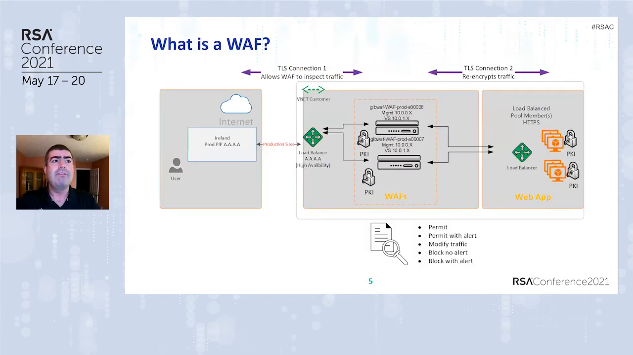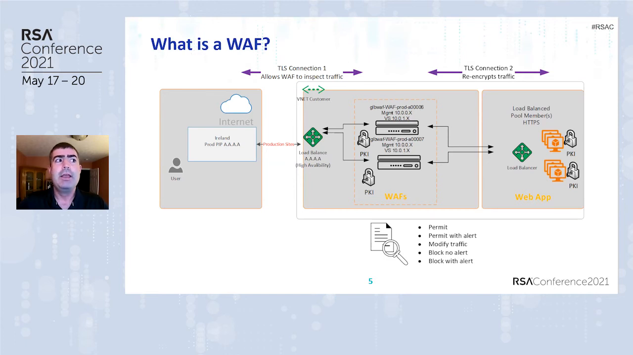So right here is a quick visualization. In this case, I'm showing a production environment that has high availability. You'll notice that the load balancer is logically holding the IP address A.A.A.A. So when our user does a DNS lookup on our web application, they're going to be returned the IP address of our load balancer. The load balancer is going to receive that request, and choose which WAF to send that traffic to.